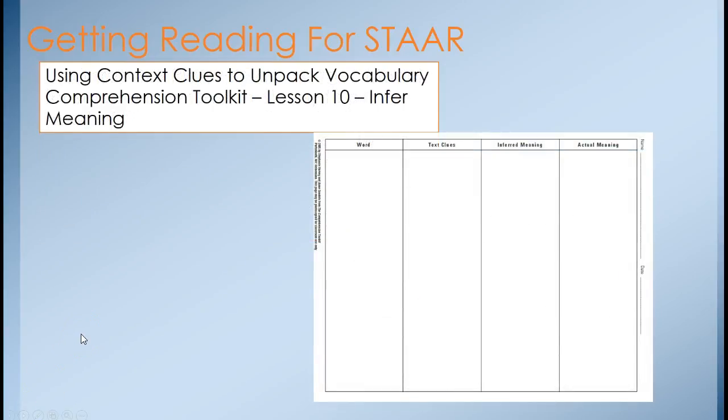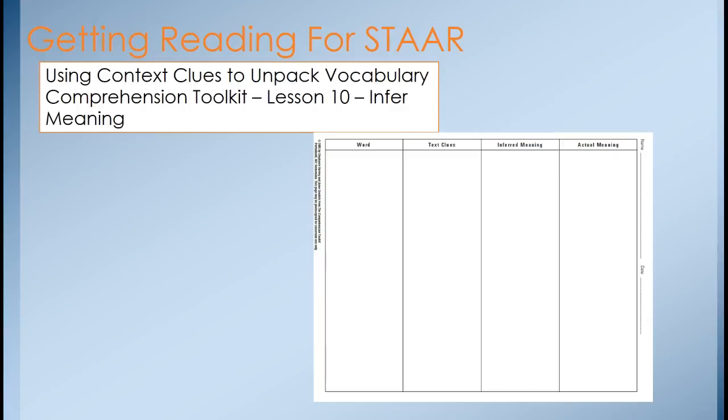So let's take a look at what we could do with the Comprehension Toolkit. I know you might have used all of them, but the Comprehension Toolkit is never meant to be one lesson done. It is a rinse-and-repeat kind of thing. Using context clues to unpack vocabulary: lesson 10, infer meaning. This is amazing, a great thing. So take a look at this.